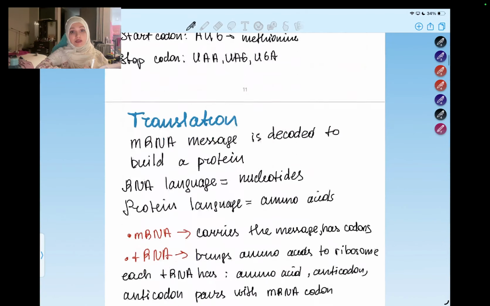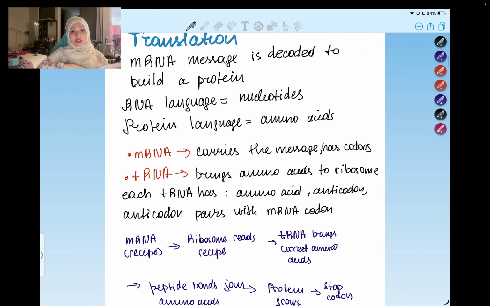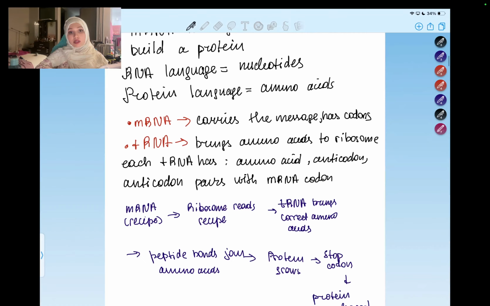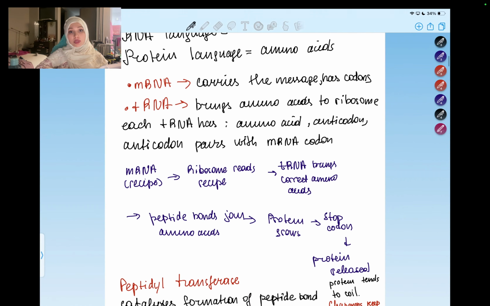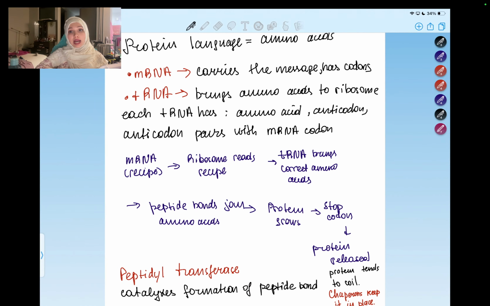And lastly, we have translation. The mRNA message is decoded to build a protein. So we have RNA language, which consists of nucleotides, and protein language, which consists of amino acids. That's why when we turn RNA into protein, that is called translation, because, as I've mentioned before, they've got different languages. So mRNA carries the message and has codons. tRNA brings amino acids to the ribosome. Each tRNA has an amino acid and an anticodon, which pairs with the mRNA codon.